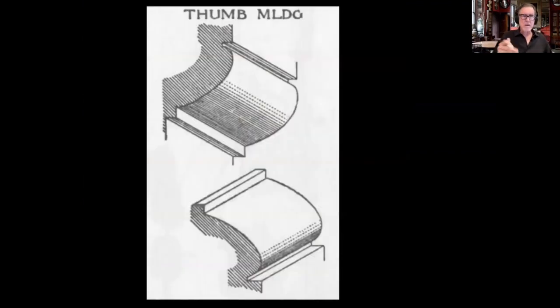Okay, we'll keep going. The next one is the thumb molding. So I'm going to share my whiteboard and we'll draw the thumb together. The thumb molding can be seen in a way as kind of a special case of the ovolo. That's one way to think about it. It's similar, but it has a little more complicated geometry.